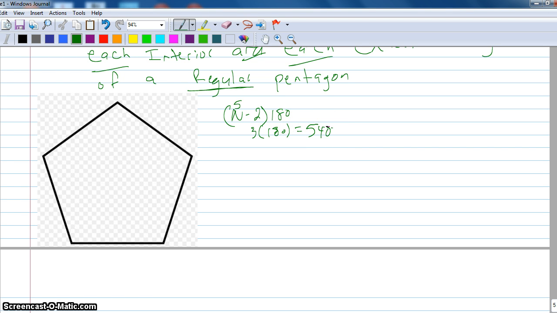Problem is 540 is when you add all 5 angles. I want each angle, each one. How many angles are there? 5. So how do you figure out how much 1 is? Divide. 540 divided by 5. And that gives me 108. 108 degrees. That's how much each interior angle is. This is 108. That's 108. And so forth. They're all 108.